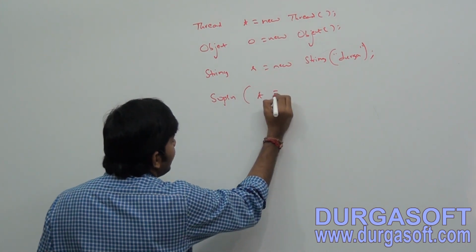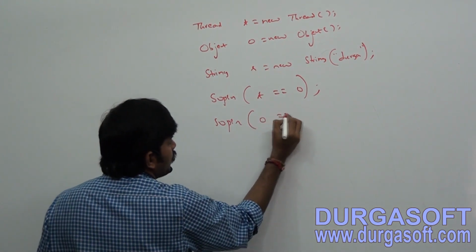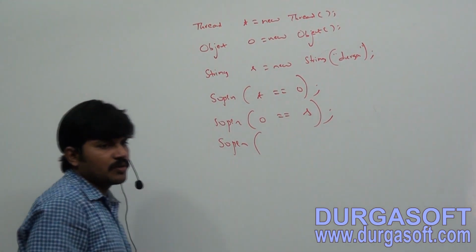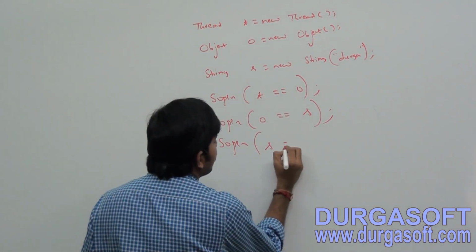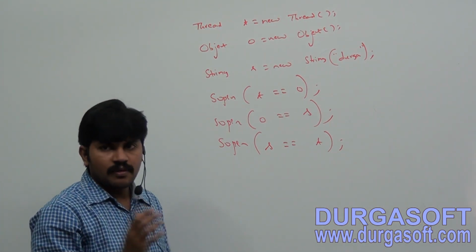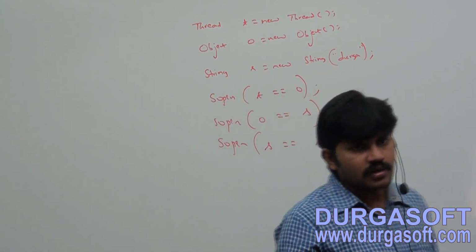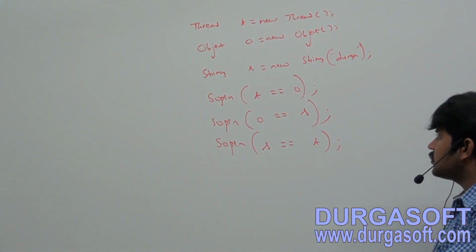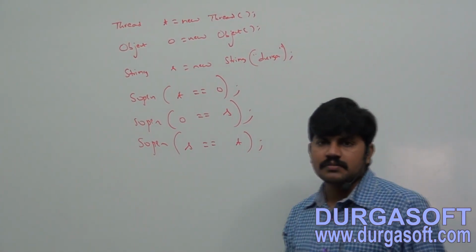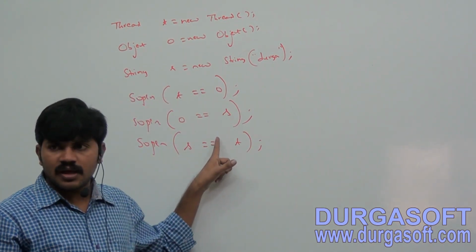Now System.out.println(t == o), System.out.println(o == s), and System.out.println(s == t). That's all. Can you tell what answer we are going to get here? t double equal to o: false. o double equal to s: false. s double equal to t: false. Are you getting? It's because both are not pointing to the same object, right?